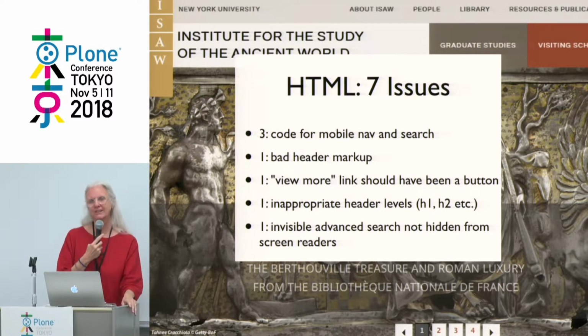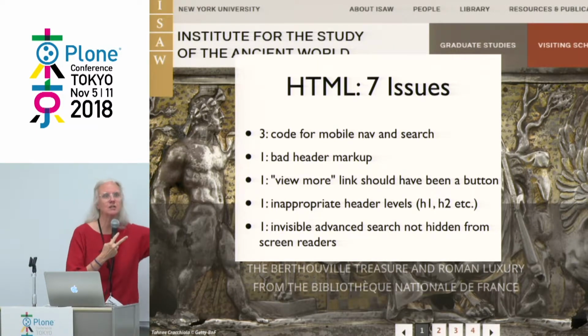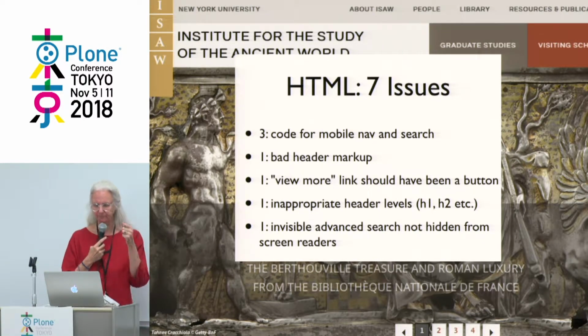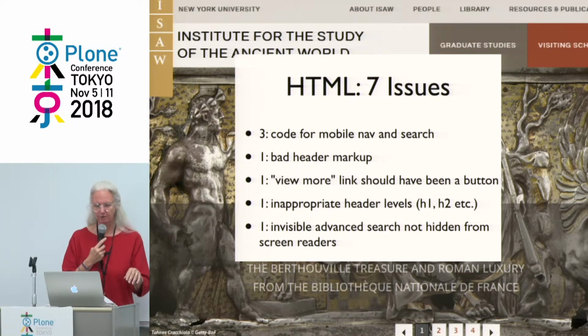A view more link on a news item is one of those pages where you click view more. It doesn't do a pagination, but it just fills in underneath. And that didn't have appropriate ARIA tag or HTML5 markup to explain what it was. It should have been a button, where it was, I don't know what it was, a link or something.